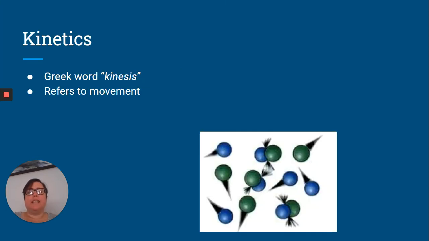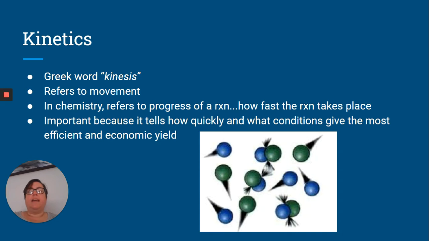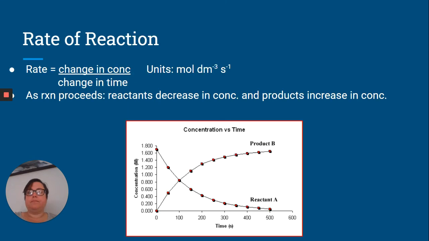The first thing is that kinetics, the word, is based on the word kinesis, which just means movement. In chemistry, we talk about the kinetics of a reaction, so how fast that reaction is going, and not just how fast, but how can we improve that speed? How can we make it go faster? How can we improve the yield of that reaction?